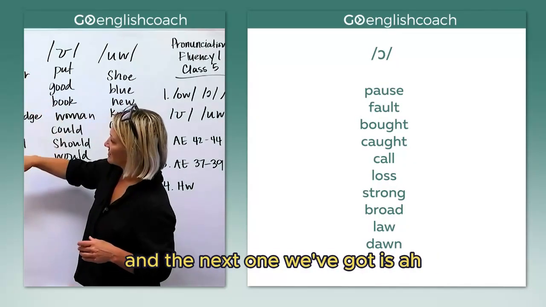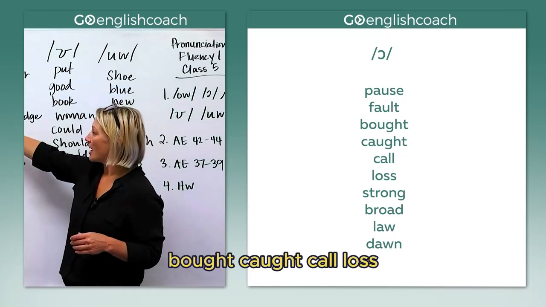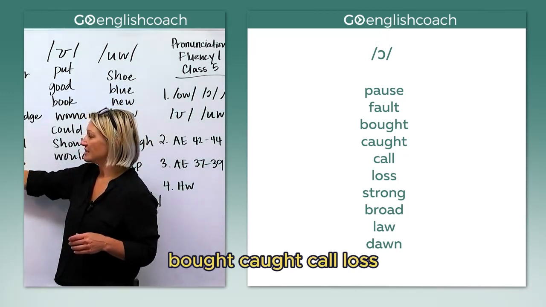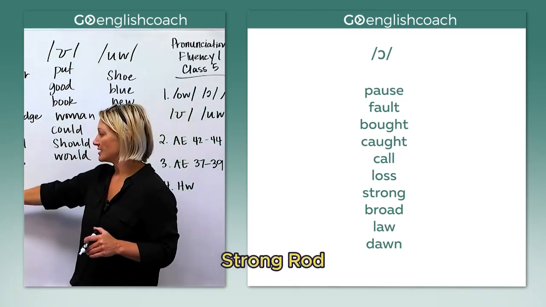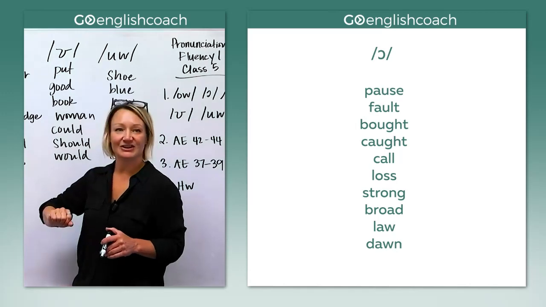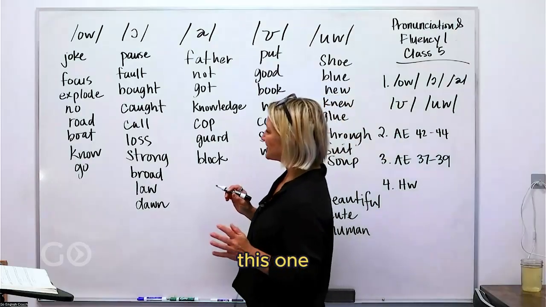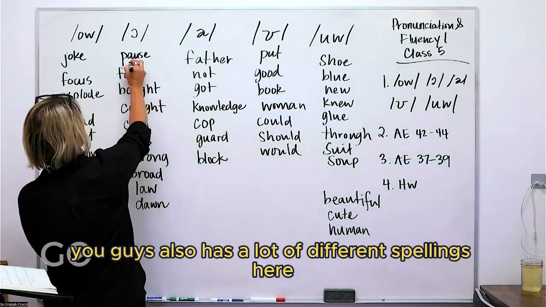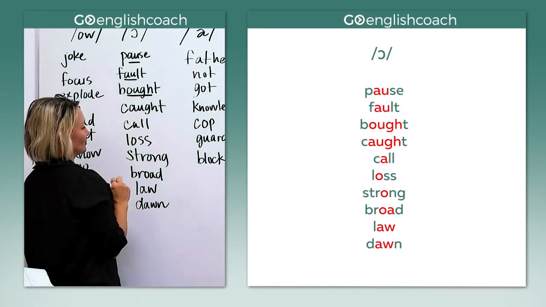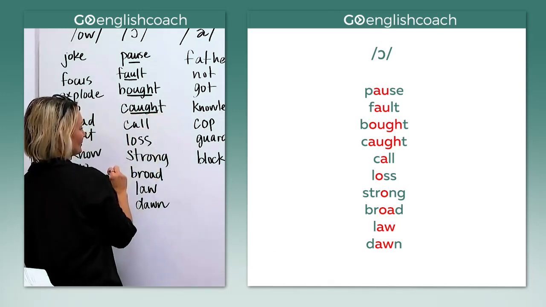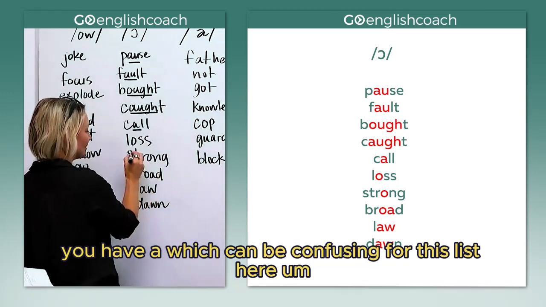The next one we've got is "aw." So we've got pause, fault, bought, caught, call, loss, strong, broad, law, and dawn. Okay, that's a long list. This one, you guys, also has a lot of different spellings here. So you've got A-U, right? You've got O-U-G-H. You have A-U-G-H. You have A, which can be confusing for this list here.